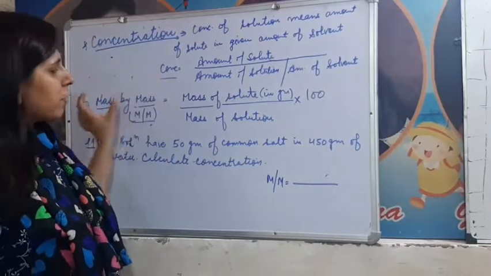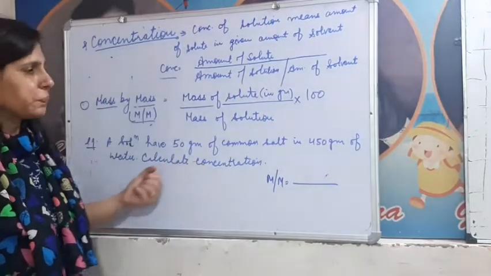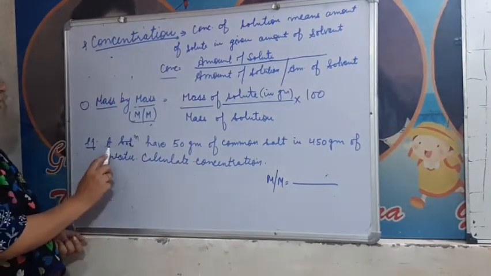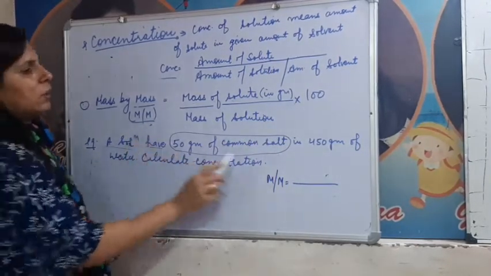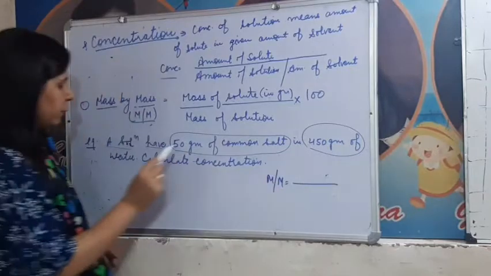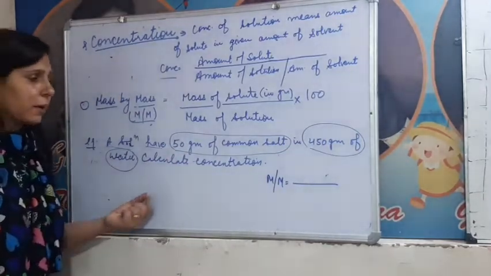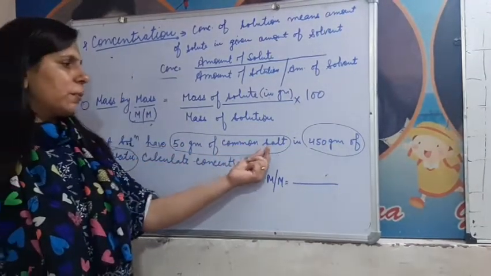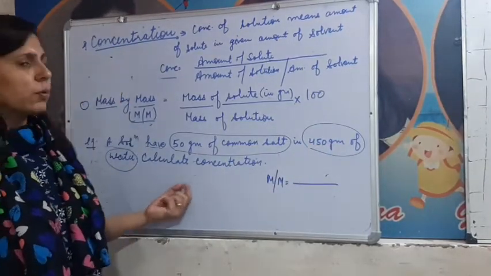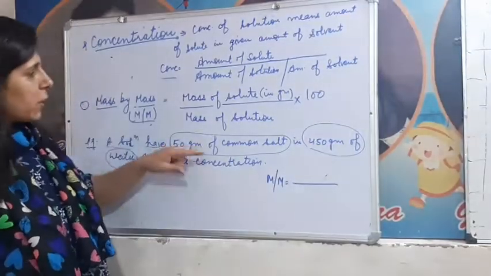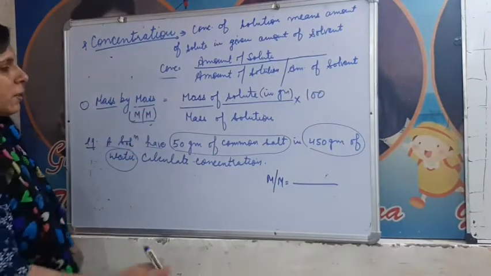Let us apply this formula on the statement here. The statement is: a solution has 50 gram of common salt in 450 gram of water. The solution is containing 50 gram of common salt and 450 gram of water. You have to calculate concentration. So we can apply this formula here.